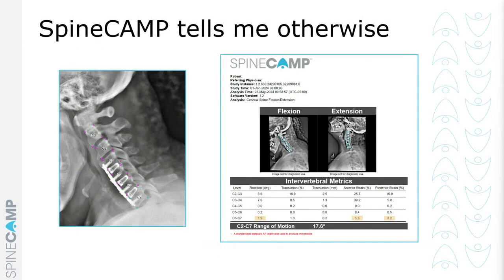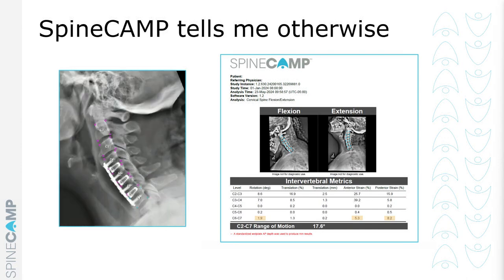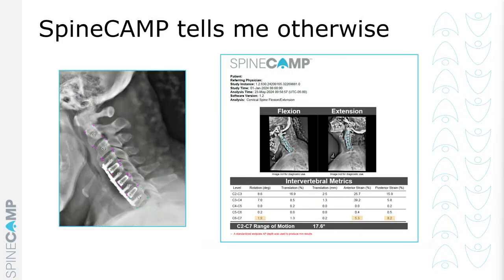Because here, when you look at the stabilized image and you can see C7 is stabilized, there is no question 6-7 is moving. No question. I say it's kind of like pornography. I can't really define it, but I know it when I see it. So here you can see that this patient is not fused at 6-7.